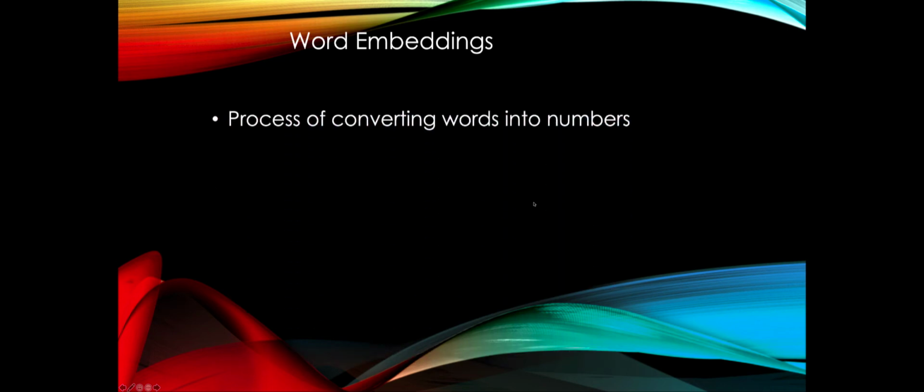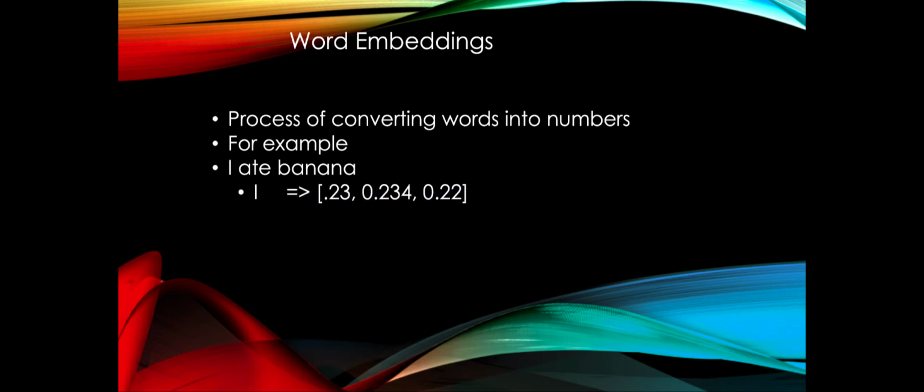Word embedding is nothing but a process of converting words into numbers. For example, let's say we have a sentence called "I ate banana." Here each word is basically converted into an array of numbers. For example, the word "I" is represented by an array of three numbers: 0.23, 0.234 and 0.22.